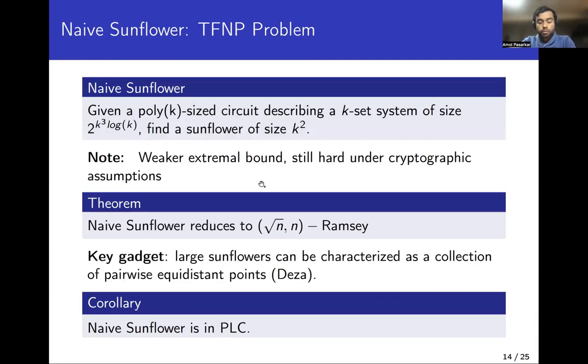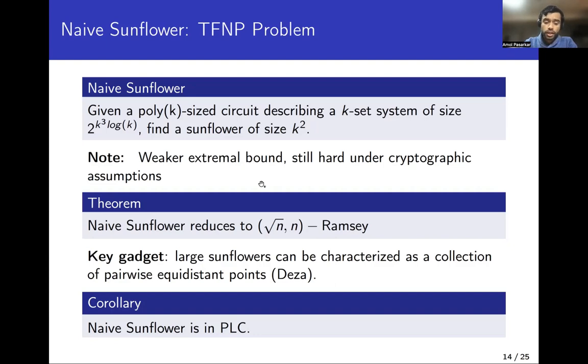So we're going to formulate this problem naive sunflower here. And this has a weaker extremal bound than what we described in the previous slide, which is why we call it naive sunflower. And we note that this bound doesn't actually diminish the hardness of the problem. It's actually still hard. We can prove this under cryptographic assumptions, specifically under the assumption that collision-resistant hash functions exist.